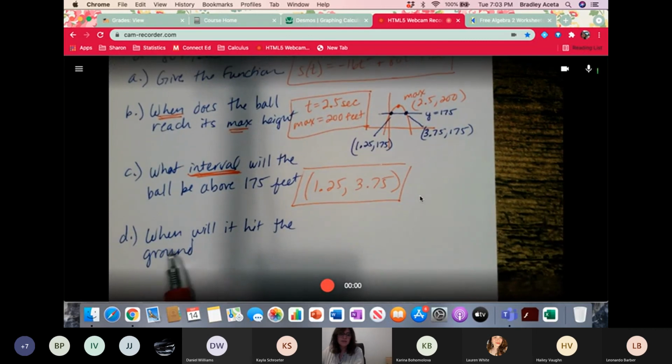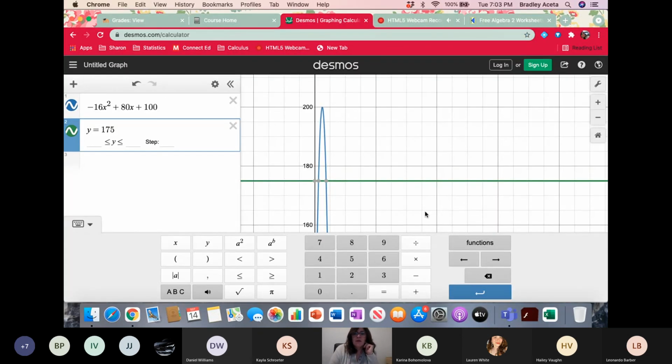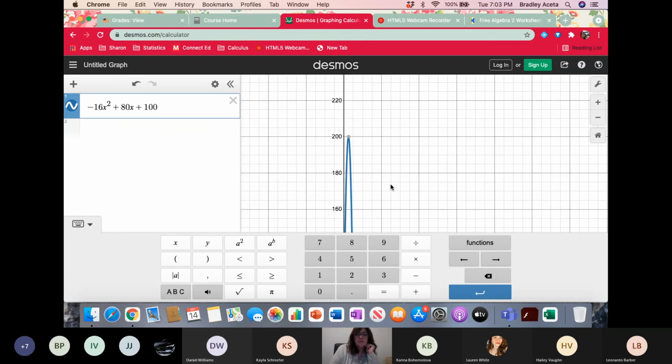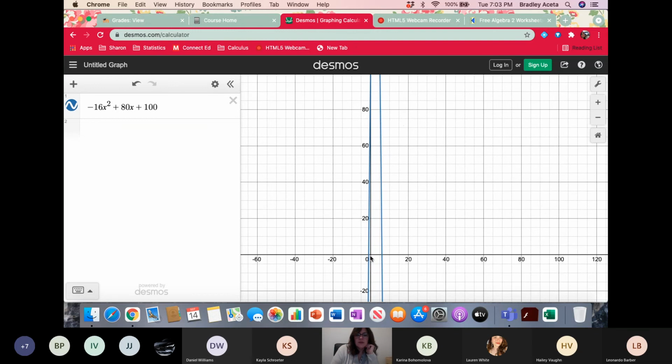Last but not least, let's answer this question. When is it going to hit the ground? So, going back to my picture. The ground, and I'm going to get rid of this 175. The ground is down here. It actually hits the ground here. Remember, your y value is 0, meaning it's at ground level. Think about that. So it says at negative 1.036, well, negative 1.036 would be going backwards in time.